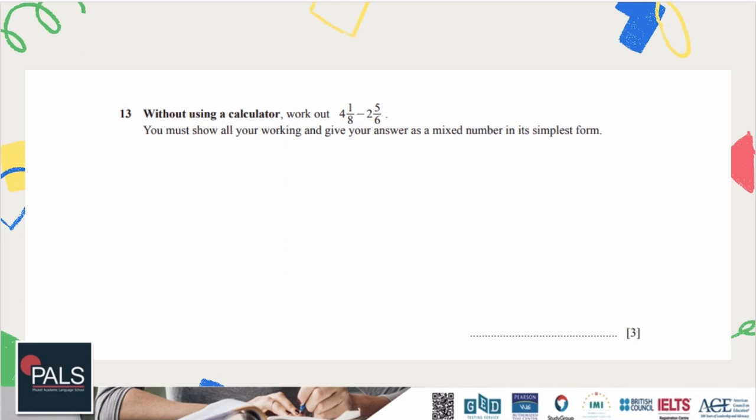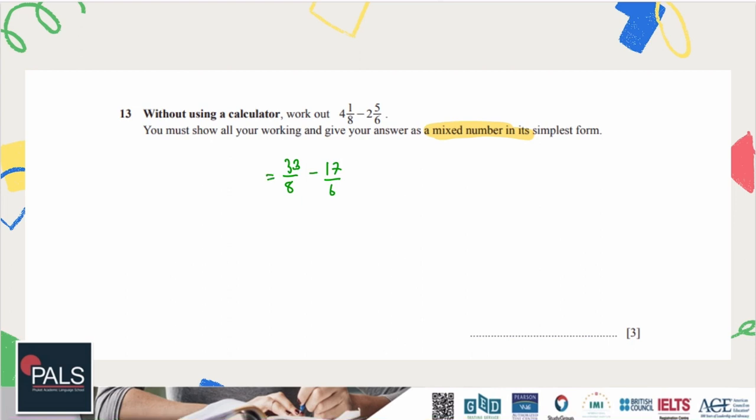Number 13. Without using a calculator, work out 4 1 over 8 subtract 2 5 over 6. You must show all your workings and give your answer as a mixed number in the simplest form. So you need to answer in terms of a mixed number. You convert to improper fractions first. It will be 33 over 8 minus 17 over 6, and then subtract them.